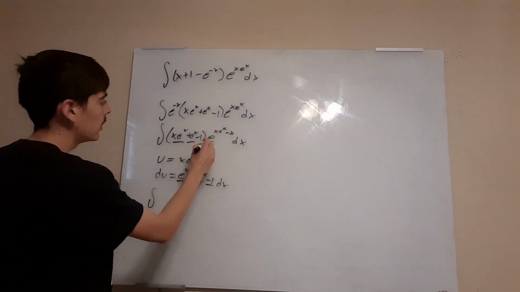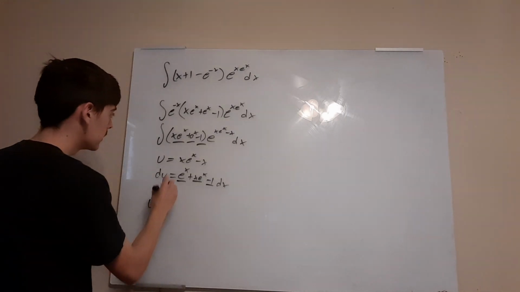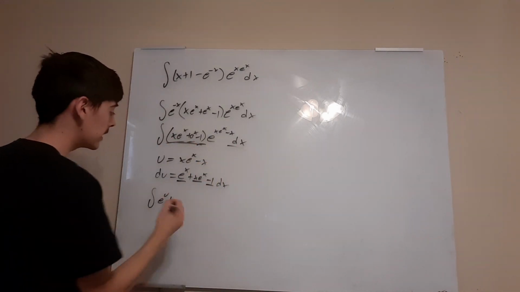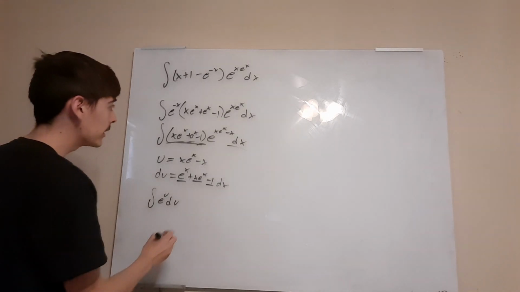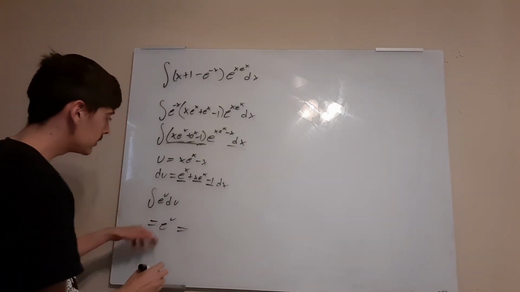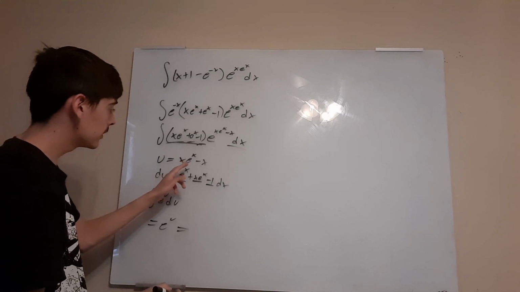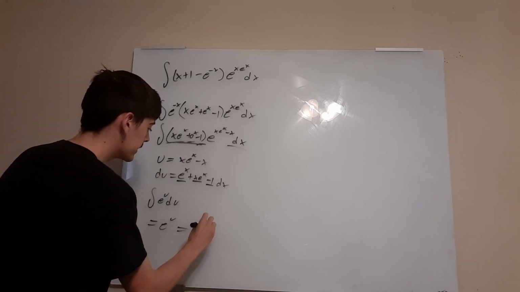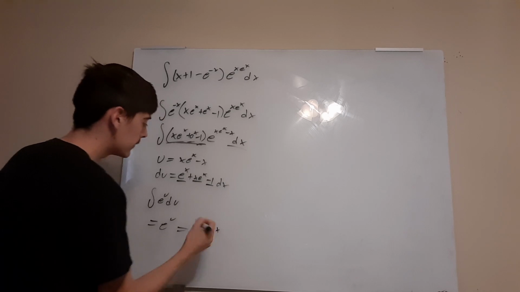So we're going to have the integral of e^u, and then this whole chunk right here is our du. So it's just integrating e^u du. We know the integral of e^u just equals e^u. Back substituting, u equaled x e^x − x. So e to the x e^x − x is our final answer.